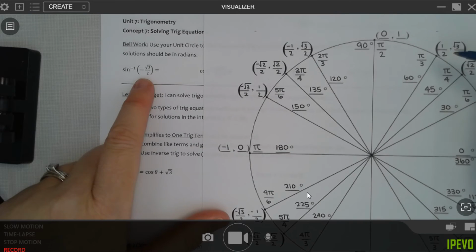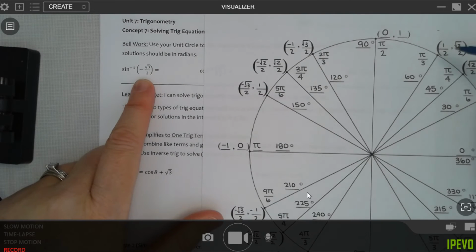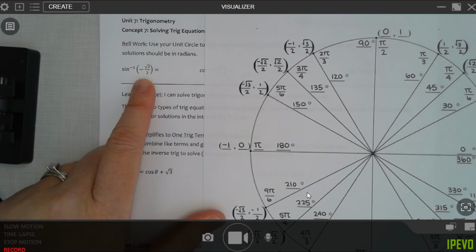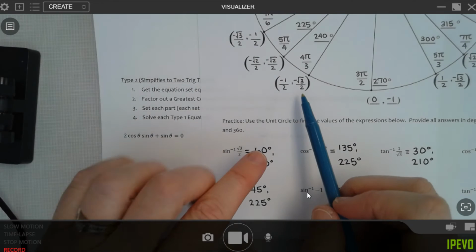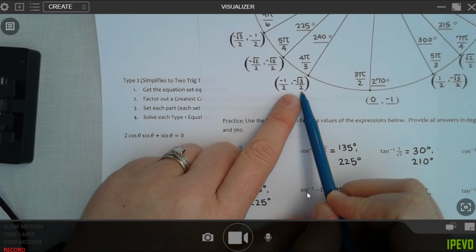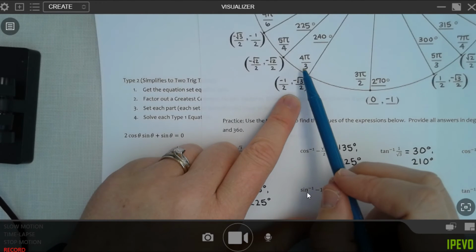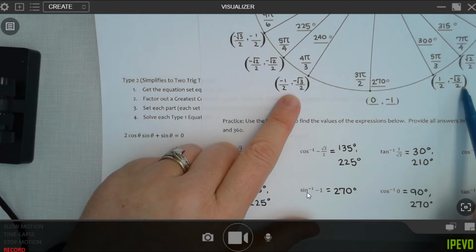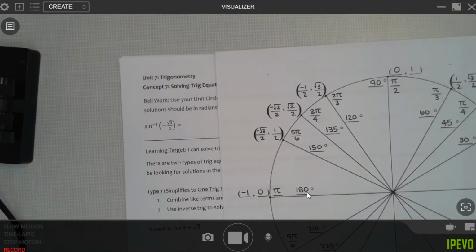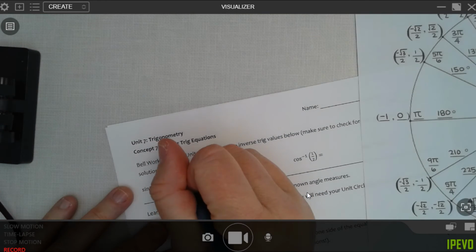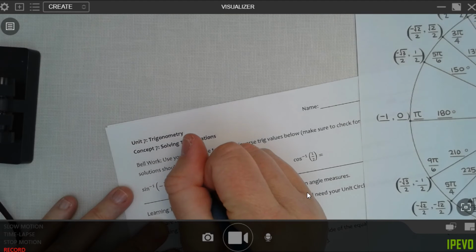So I'm looking for a y value of negative radical 3 over 2. So you go through here, there's a y value. Oh, we can't see it. There's a y value right here of negative radical 3 over 2. So that'd be 4 pi over 3, and then I keep looking, and here's another one at 5 pi over 3. So my answer here is 4 pi over 3 and 5 pi over 3.